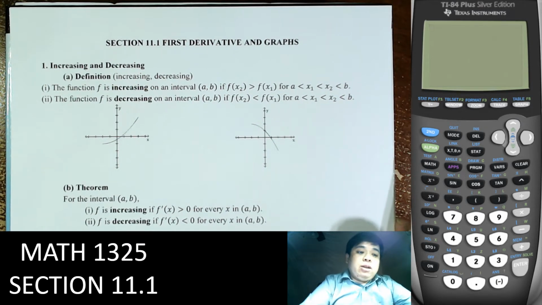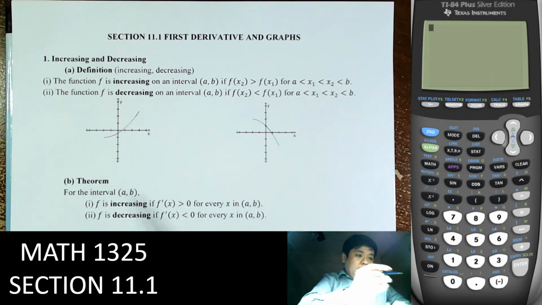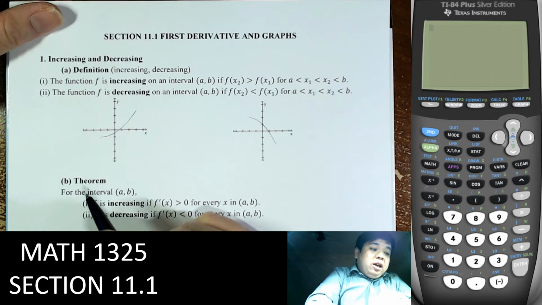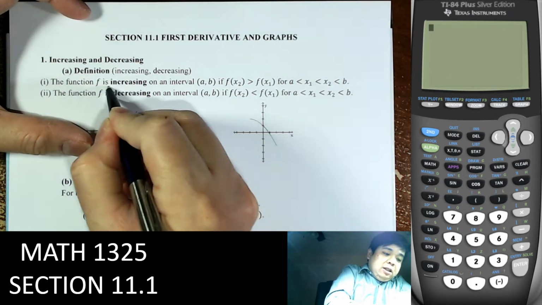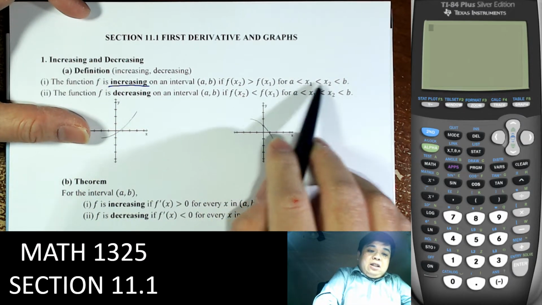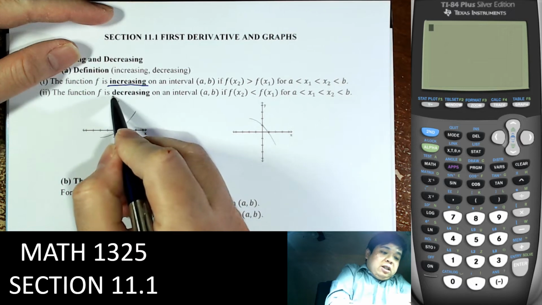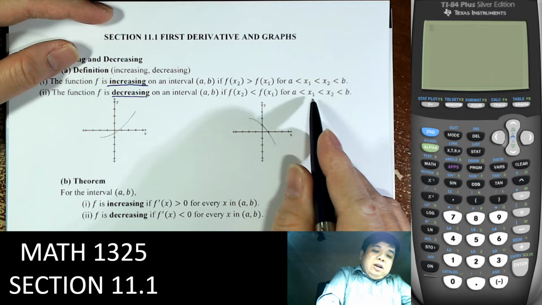First, derivatives and graphs. So first, we define increasing and decreasing. The function is increasing if the value is increasing when x is increasing. The function is decreasing if the value is decreasing when x is increasing.